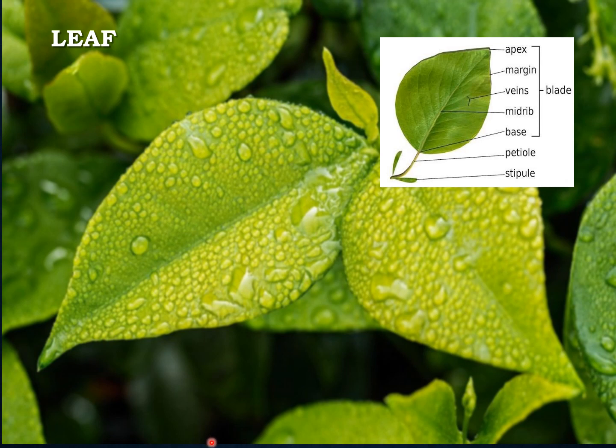pair of appendages or outgrowths present at the base of some dicotyledonous leaves. With stipule, leaf is called stipulate, and without stipules, leaf is called exstipulate. And having petiole, leaf is called petiolate, and without petiole, the leaf is called sessile leaves.